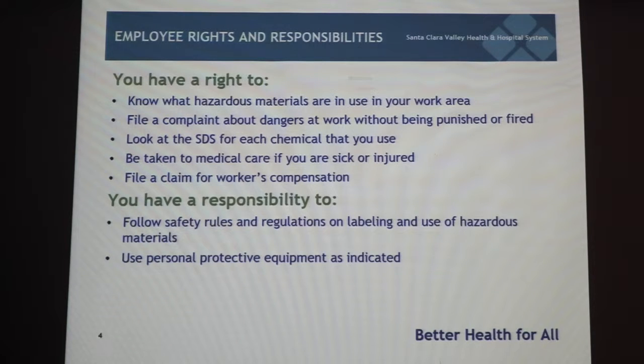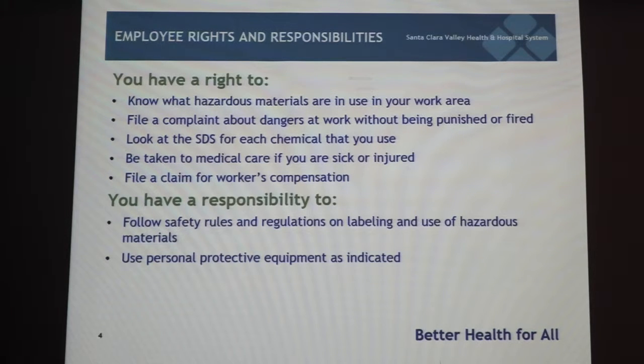You have a right to know what hazardous materials are in your work area. File a complaint about dangers at work without being punished or fired. Look at the safety data sheet for each chemical that you use. Get medical care if you're sick or injured, and file a claim for workman's compensation.